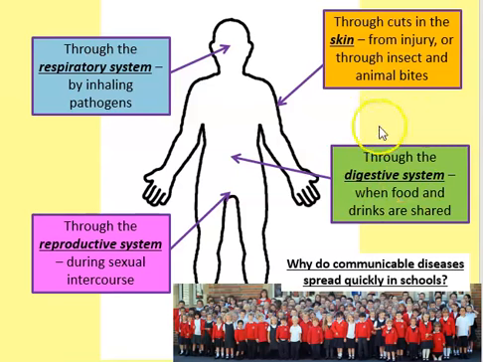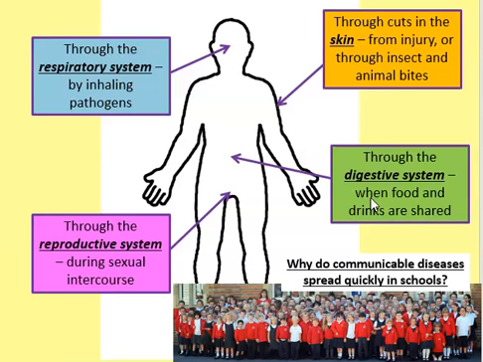Another way is through the digestive system. So if you drink water that isn't clean, or if you eat food that has gone off or hasn't been cooked properly, it can get through your mouth into your digestive system. And the last one is through the reproductive system. So if somebody has unprotected sex, so sexual intercourse without using a condom, then pathogens can get into the reproductive system and into the body that way.